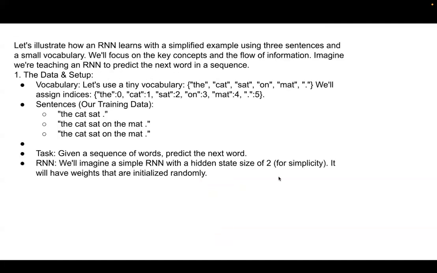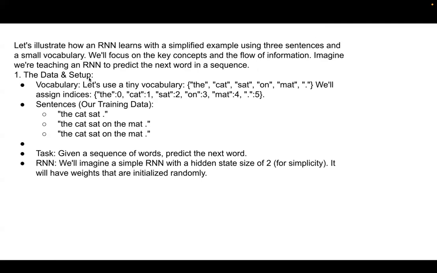So let's see an example, okay, step by step. So basically, what we have learned so far, or what we know about RNN, is that it understands the whole sentence. How does it do that? Let's see. So a simplified sentence, okay? We'll focus on the key concept and the flow of information without diverging too much into technical details, okay?